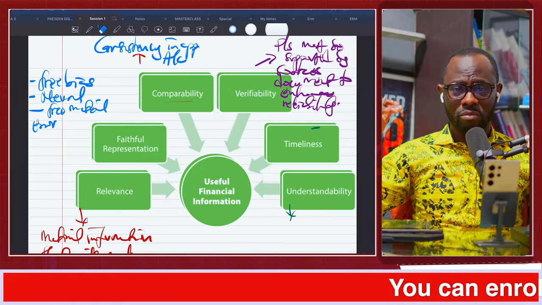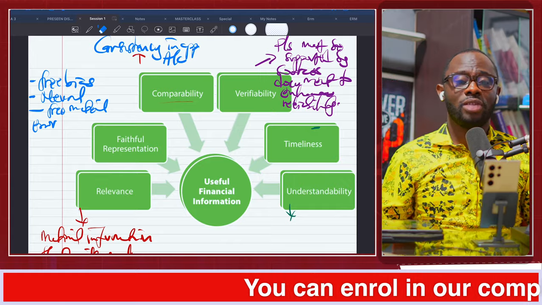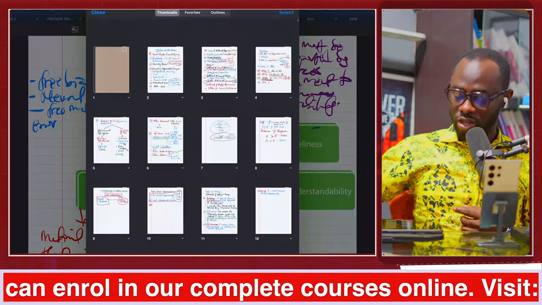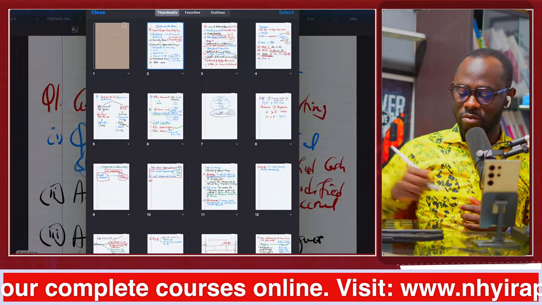But that is the first thing we must understand. That is an area the examiner can throw at you. Qualitative characteristics of financial statements.